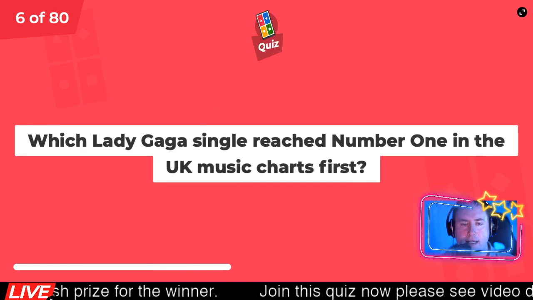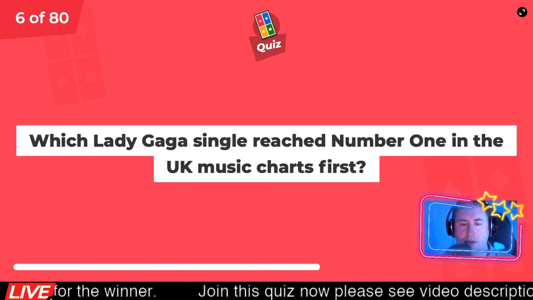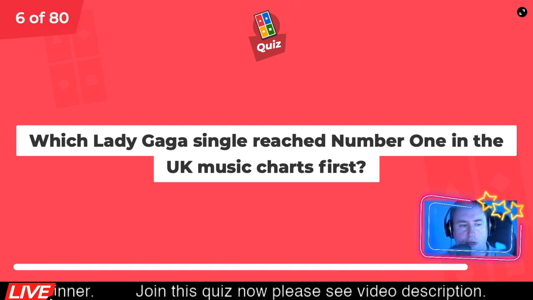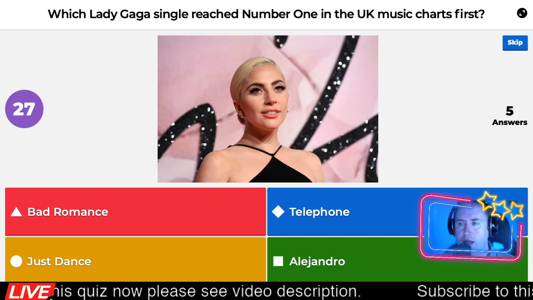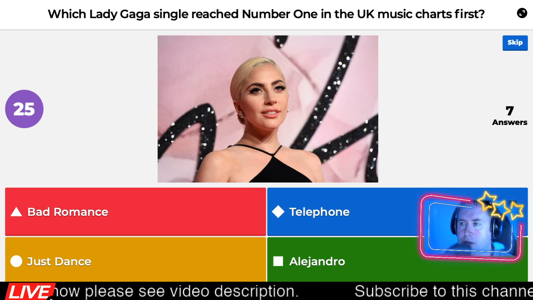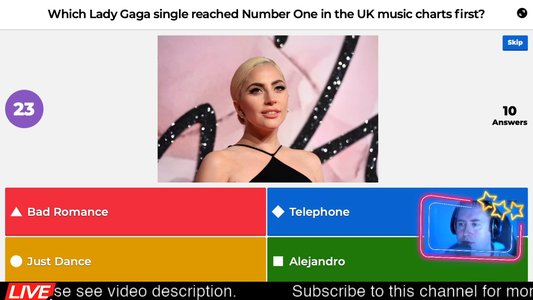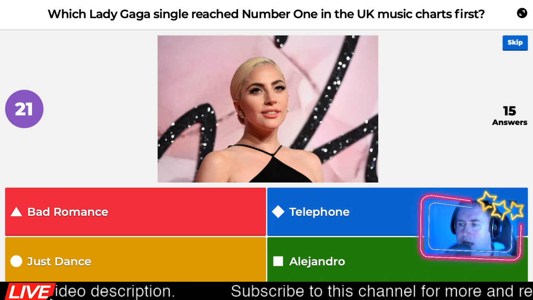Which Lady Gaga single reached number one in the UK music charts first? Bad Romance, Telephone, Just Dance, Alejandro.